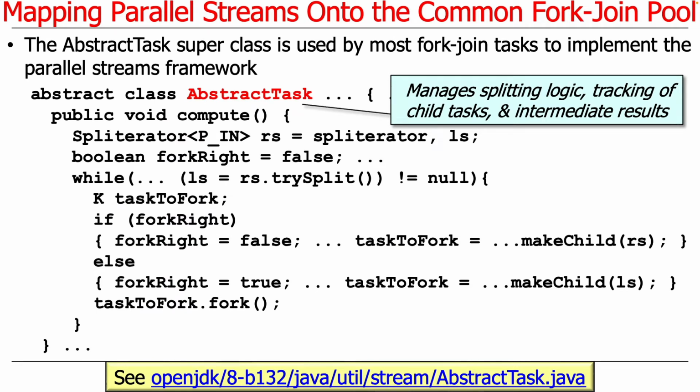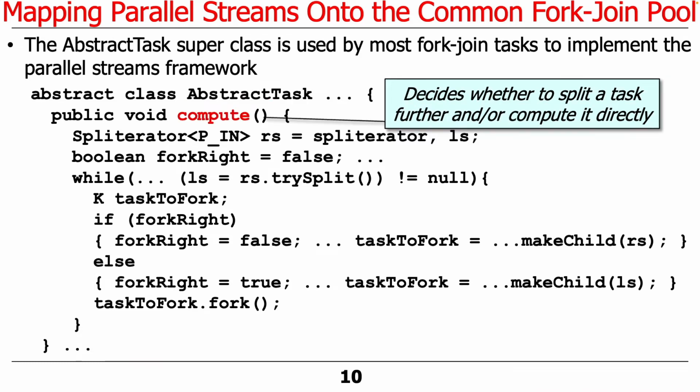If you want to see this source code, at least one variant of the source code, you can take a look at the link at the bottom of the slide. This will give you the AbstractTask.java source code, which is a superclass used in the streams framework by most of the fork-join tasks to implement the behavior that you would see if you were to run this in parallel streams. What the AbstractTask class does is manage the logic for splitting and for tracking of child tasks and also for producing intermediate results. And this is what it does.